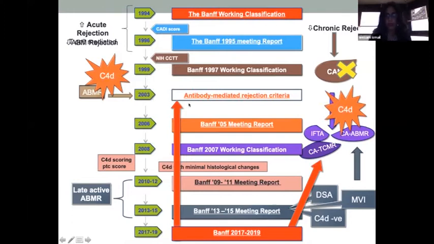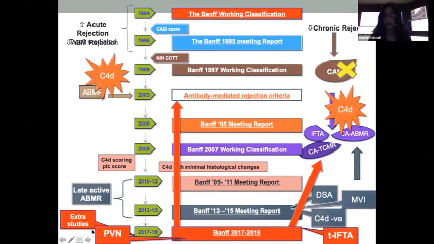antibody-mediated rejection and chronic active T-cell-mediated rejection, as well as integrating polyomavirus nephropathy and molecular studies into the new update.